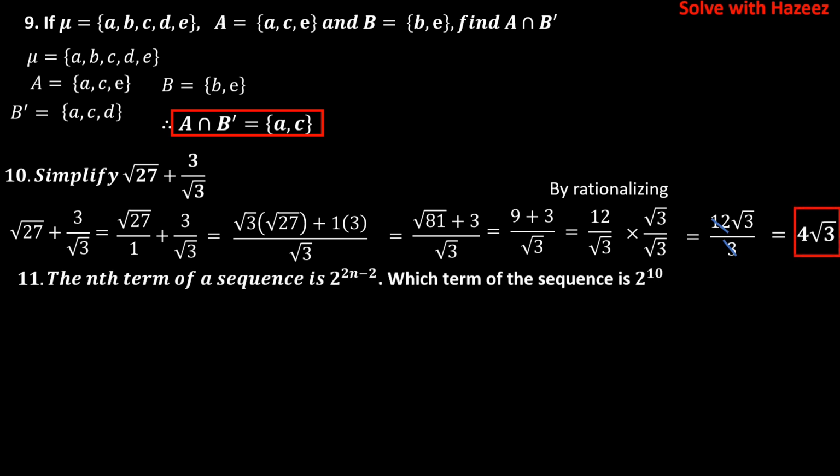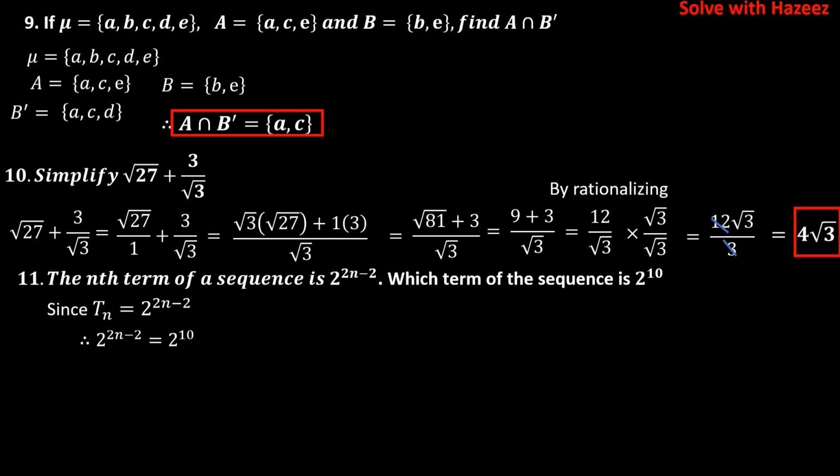So moving down to number 11, it says the nth term of a sequence is 2 raised to power 2n minus 2. Which term of the sequence is 2 raised to power 10? This is coming from sequence. Firstly, we have the nth term, which is Tn equal to 2 raised to power 2n minus 2. Then the question is asking us which term is 2 raised to power 10. Since we are given the nth term, we can easily equate it with any term. So here we'll be finding the value of n. We have 2 raised to power 2n minus 2 is equal to 2 raised to power 10.